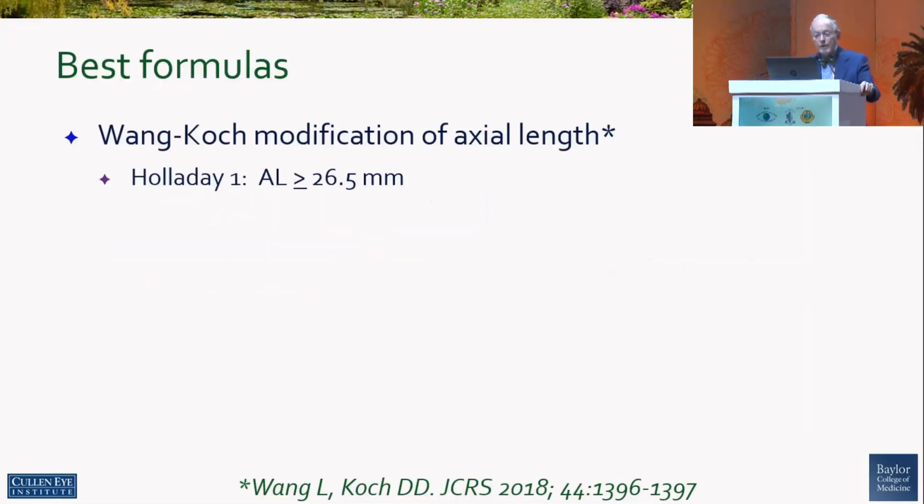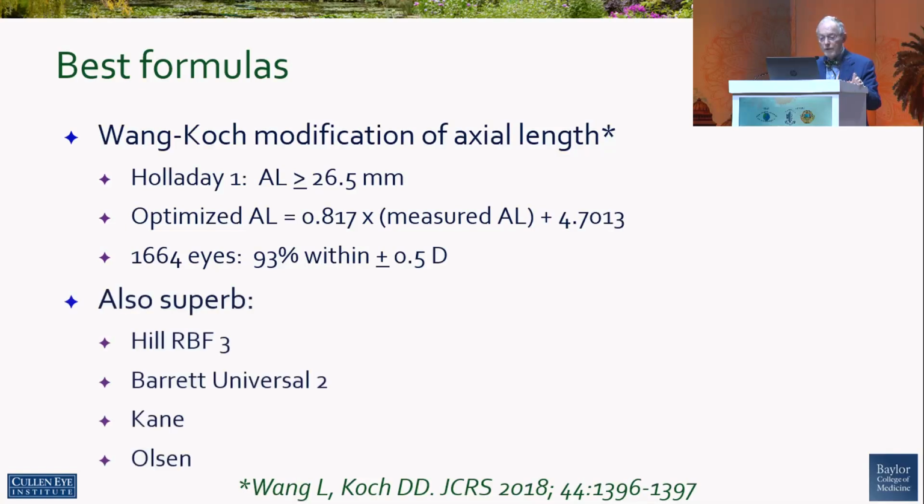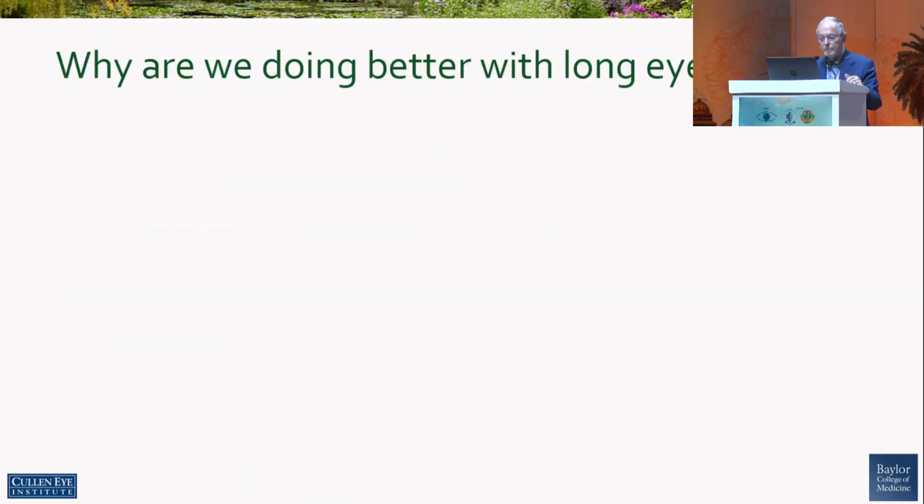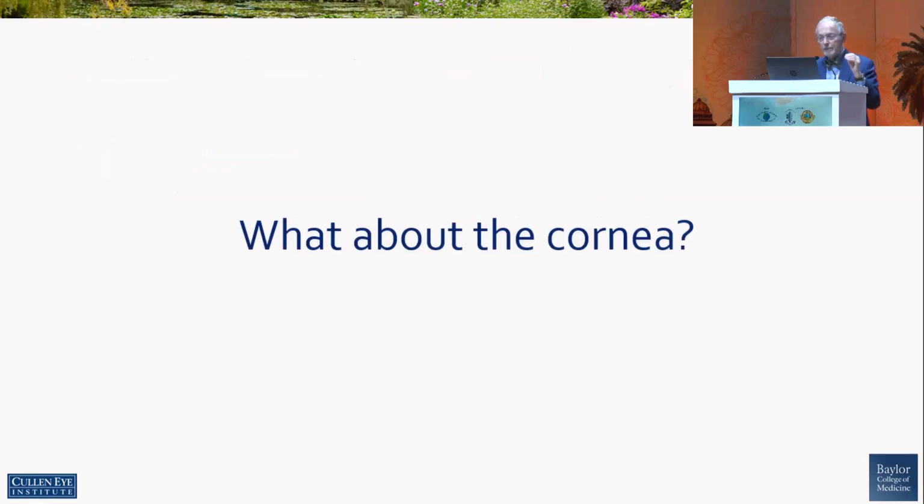Long eyes, we're doing better. The first real breakthrough was our Wang-Koch modification, where we took the axial length and put it through a formula, and we looked at analysis of 1,600 eyes, and we had 93% within a half diopter. So we do very well with long eyes, and you also have access to great formulas now with the Hill RBF, the Barrett, the Kane, and the Olsen. We're doing better with them because the power of the IOL is low, and so the ELP has much less impact on the outcome.